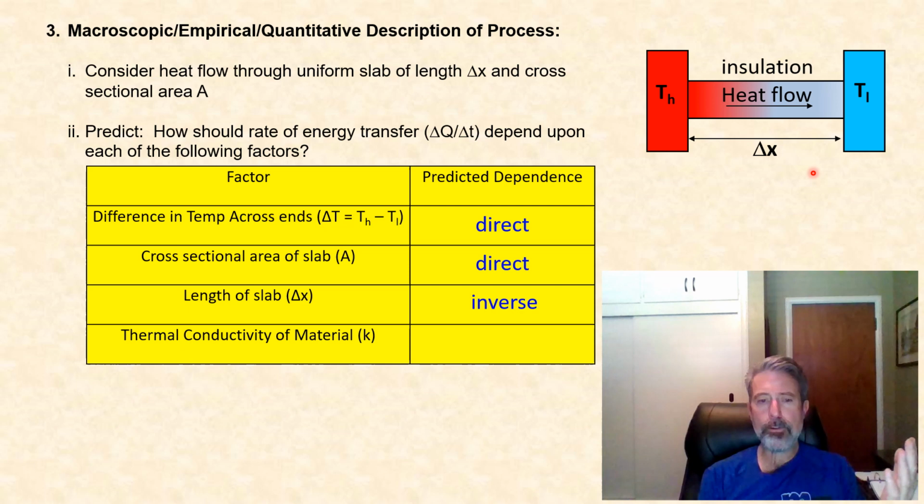And finally, the thermal conductivity. This is really a proportionality constant that takes into account that some materials happen to be better thermal conductors than others. We'll talk more about that in the next few slides. But the way we define thermal conductivity, we define it in such a way that there will be a direct relationship between the rate of energy transfer and the thermal conductivity.